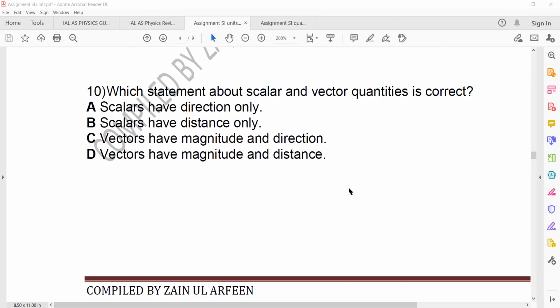Which statement about scalar and vector quantities is correct? So vectors have magnitude and direction, but scalars have only magnitude and no direction. So in this one, C is the correct answer.